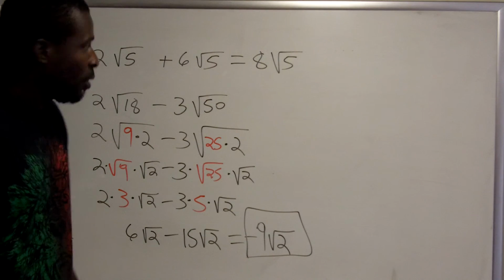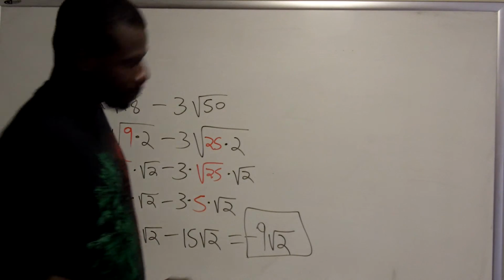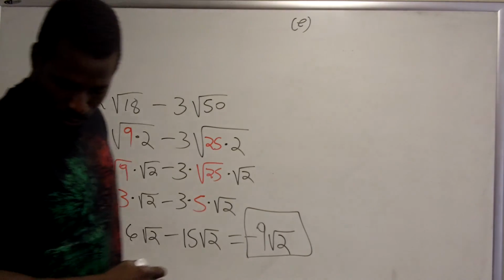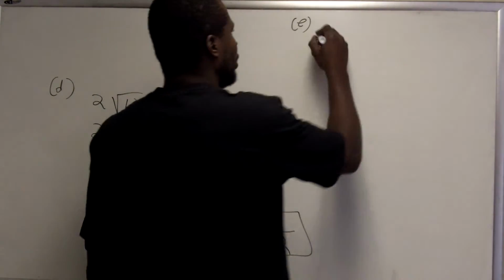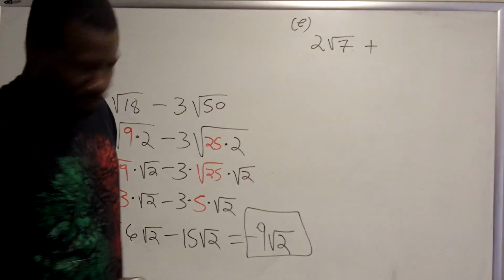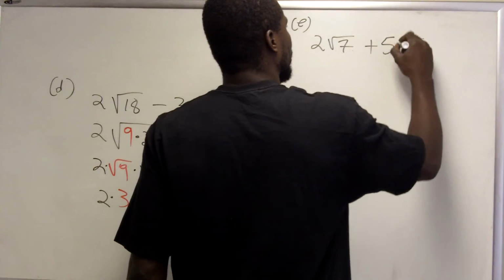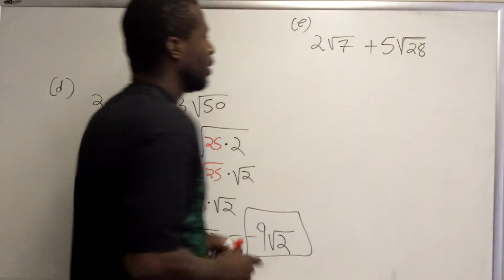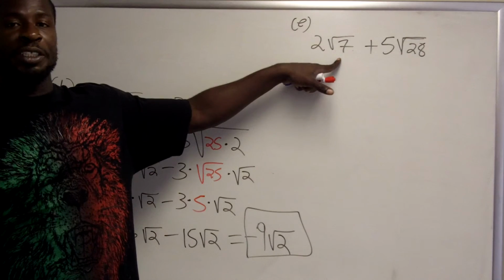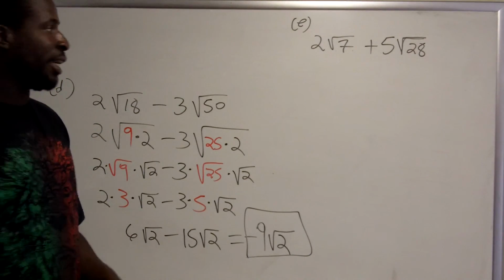So let's do one more example of adding and subtracting. Let's try 2 square roots of 7 plus 5 square roots of 28. Well, let's see. 7 is a prime number. The only factors of 7 are 1 and 7. So we can't simplify this radical anymore. That radical is already as simple as it can get.